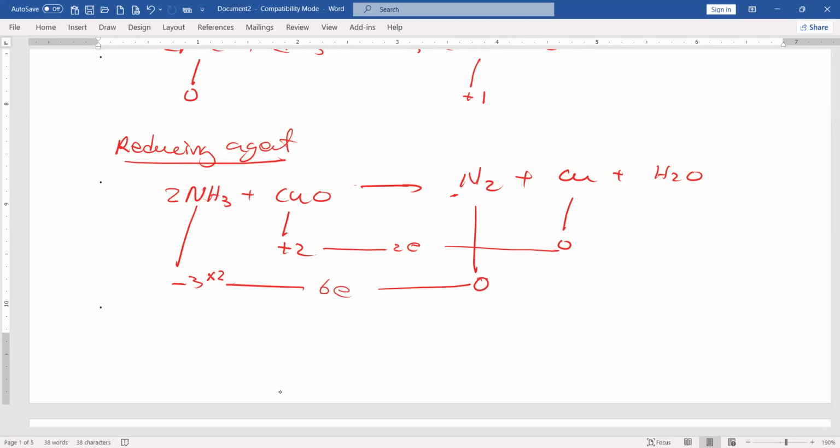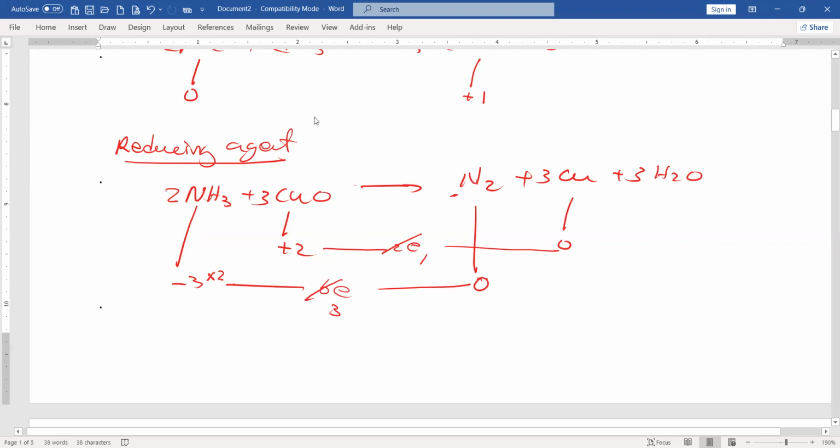Then you have to get the least ratio between these two. 3:1, and interchange and multiply this by 3, this by 1. So this by 3, this 2 is available. So 3 water, now it is balanced. So that is how you can balance it. So in this case, ammonia has acted as a reducing agent.